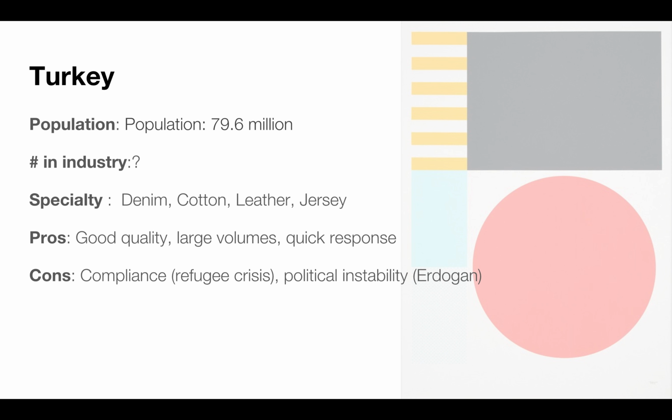Turkey, with a population of 79.6 million and an unknown number in the industry, Turkey has opened itself up to actually being a great sourcing hub and close to Europe. They specialise in denim, cotton, leather and jersey, but you can find most sources of manufacturing. The pros are the good quality, large volumes and quick response. Cons are compliance. We hear a lot of stories of the refugee crisis, people being employed unethically within the industry, and political instability. Lots of sourcing trips have had to be cancelled or cut short due to political instability.